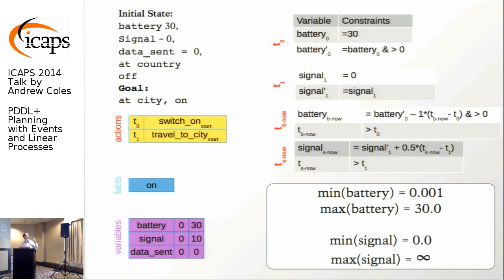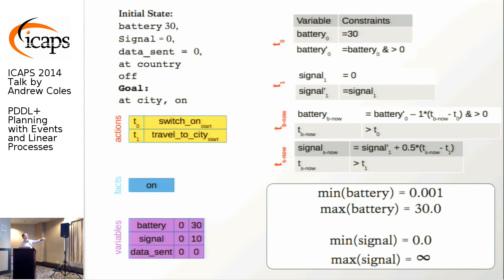And the 30 battery case corresponds to we've switched the phone on and we haven't allowed any time to pass between then and now. In the other case, similar idea with signal. Our minimum value of signal is if we delay starting our travel, because that increases signal. Our maximum value of signal is if we're going to start traveling and then allow a lot of time to pass, so we get a really great value of signal.